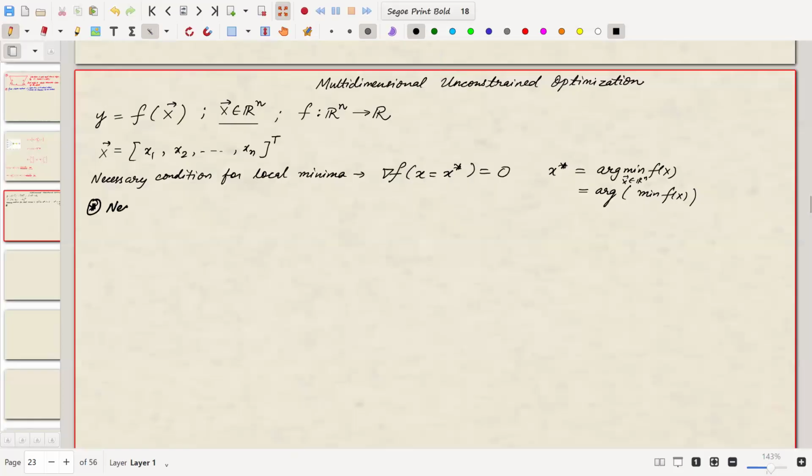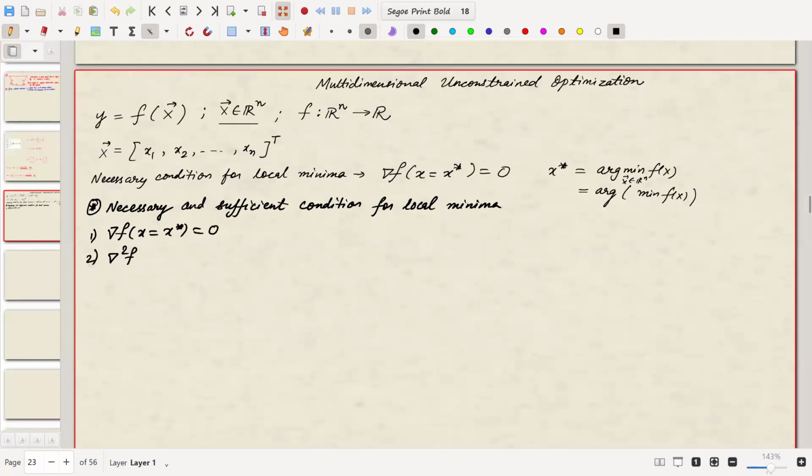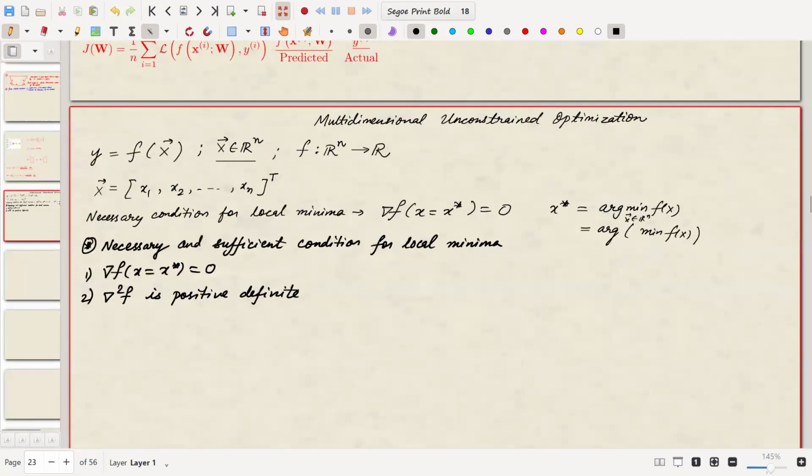So what is the necessary and sufficient condition for minima? First of all, grad f at x equals x star will be 0. That's fine. Second, del 2 f, or the Hessian, is positive definite. Sorry, grad f at some point, always remember this.